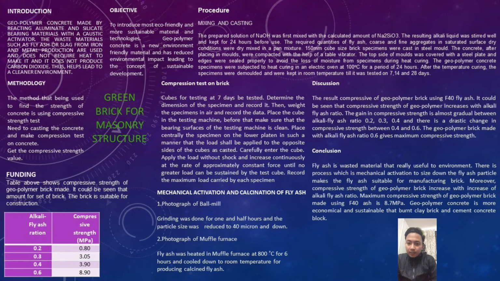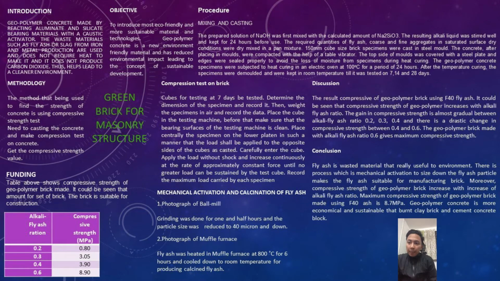Then we get the result, which is found in the table above. It shows the alkali fly ash ratio of 0.2, where the compressive strength is 0.8. If we use the alkali fly ash ratio of 0.3, the strength is 3.05. Using the ratio of 0.6 gives the maximum compressive strength, which is 8.9.